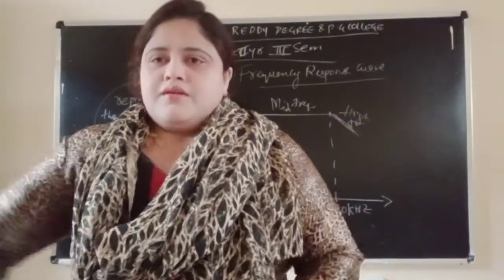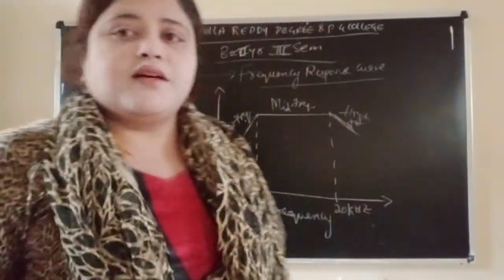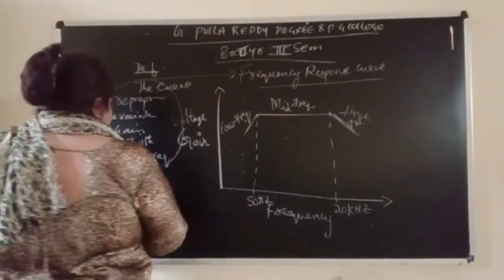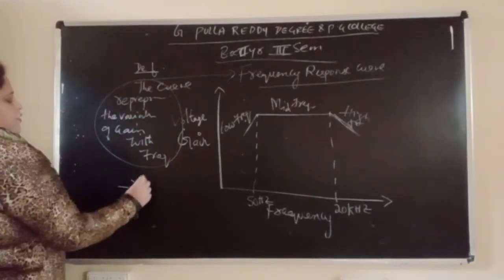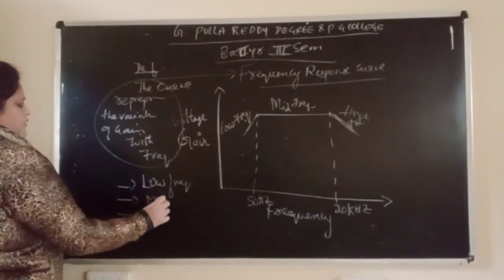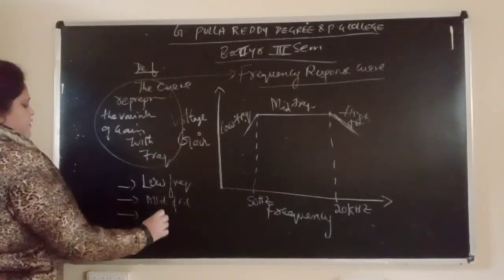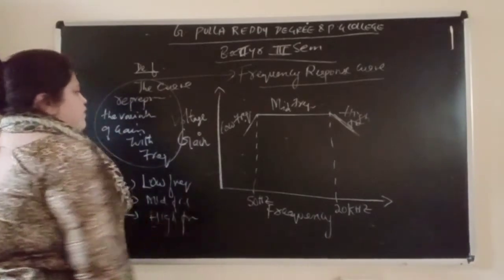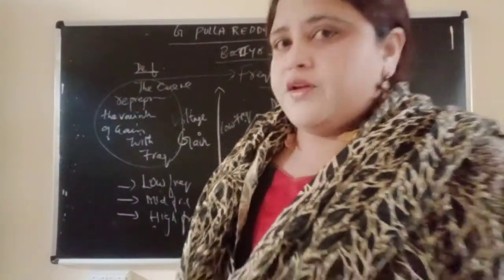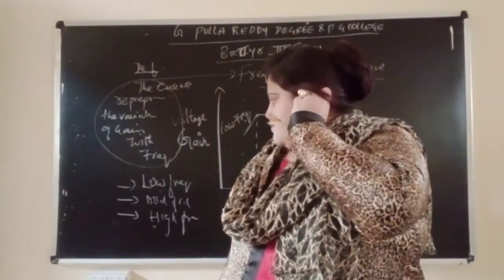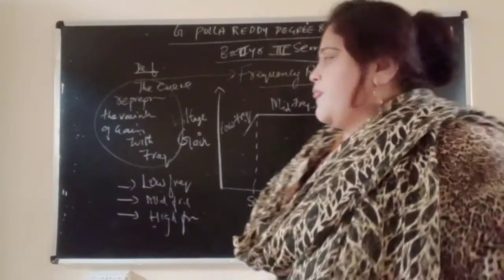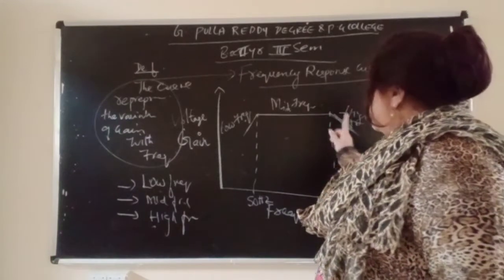Now this frequency response curve is divided into three forms: low frequency, mid frequency, and high frequency. It is divided into how many forms? Three forms. That is low frequency, mid frequency and high frequency.